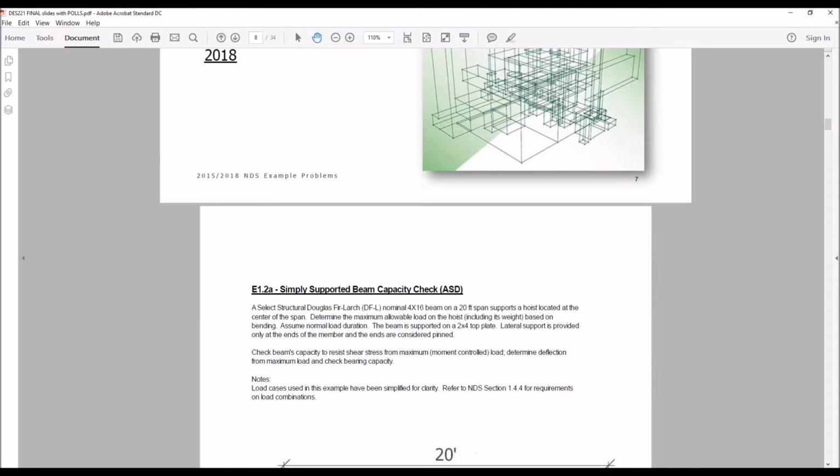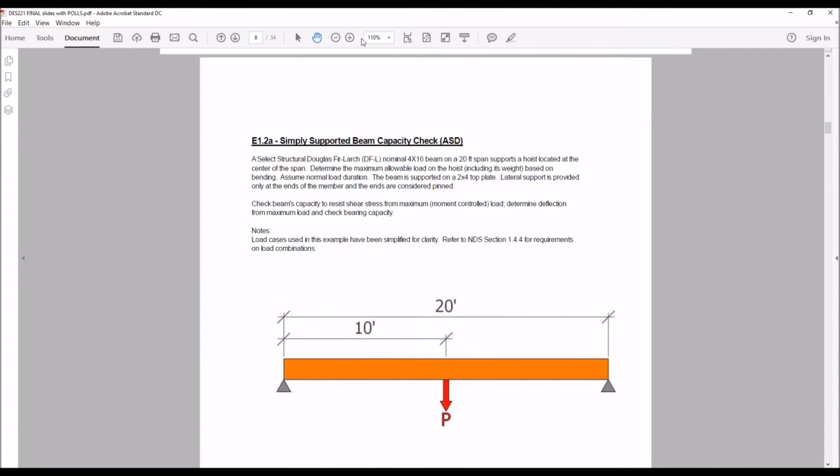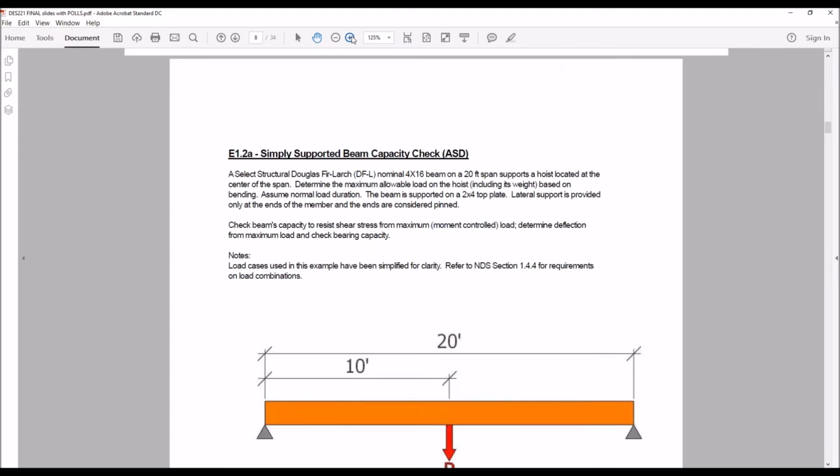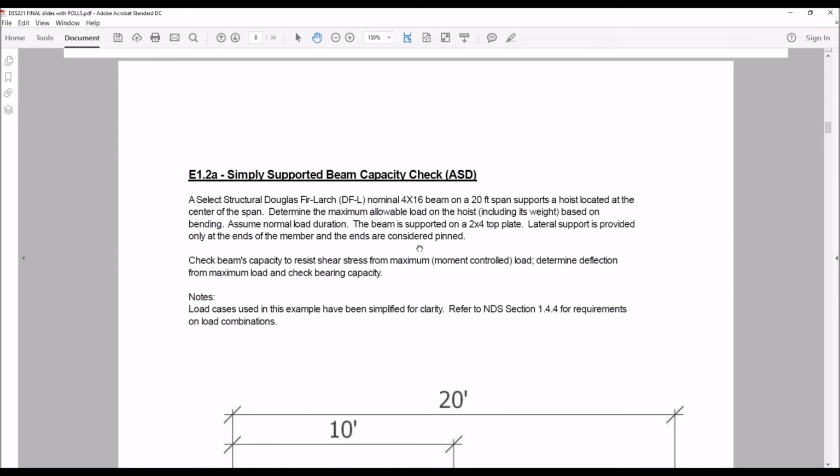So we'll start by just with our simply supported beam, and let me zoom in a bit here so it's a little bit more clear. There we go.